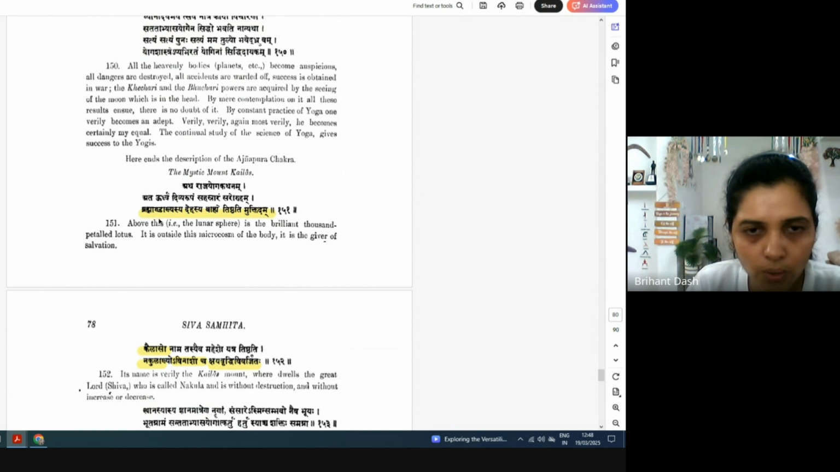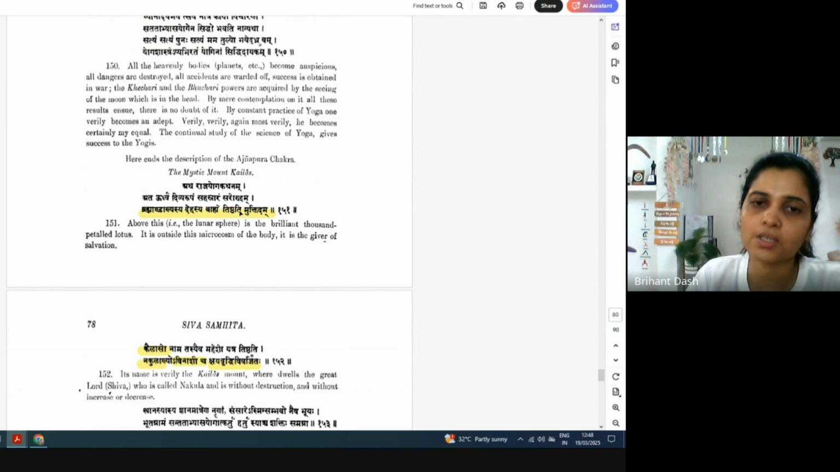This they have compared the body with the Brahman. Okay, so now they are saying it is outside. They have said Bahye. Okay, your Sahasrar is outside your body. Tishtati means it is sitting outside your body, which is Mukti Dayakam. Remember this line.